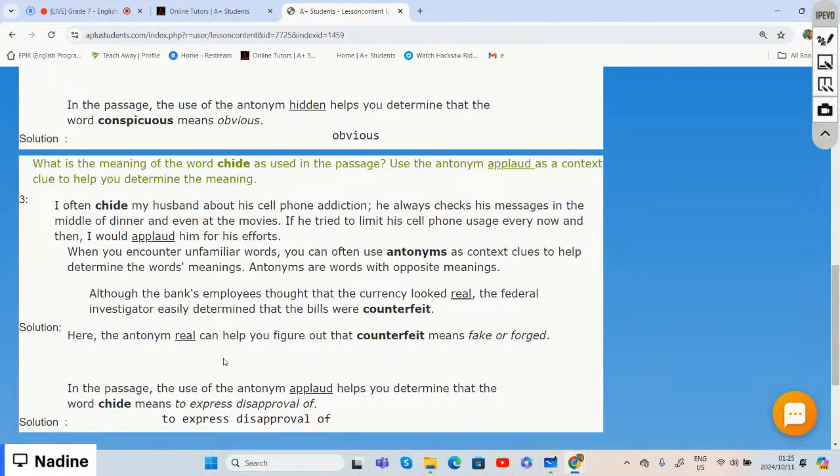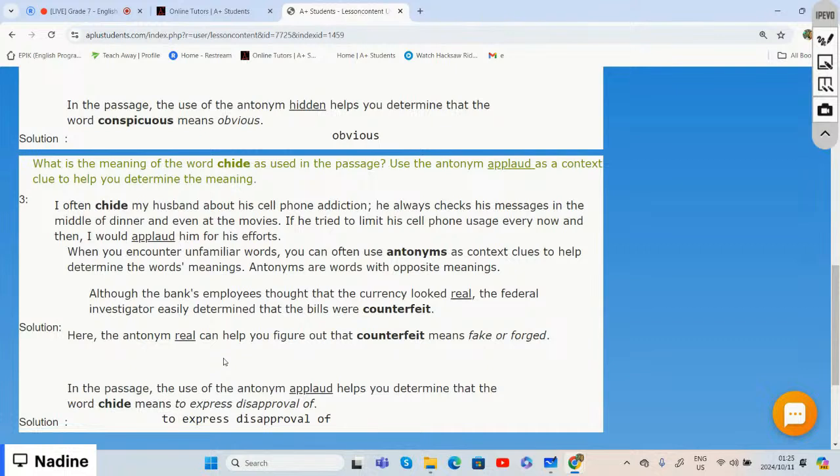All right. And now, when it comes to the word chide, we need to say what is the meaning of the word chide as used within the passage. It says, I often chide my husband about his cell phone addiction. He always checks his messages in the middle of dinner and even at the movies. If he tried to limit his cell phone usage every now and then, I would applaud him for his efforts.